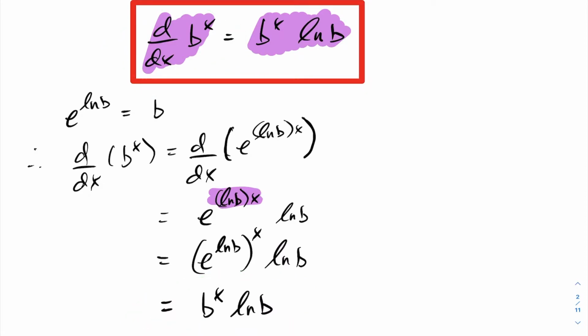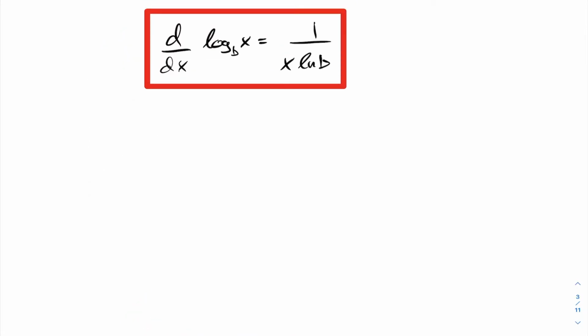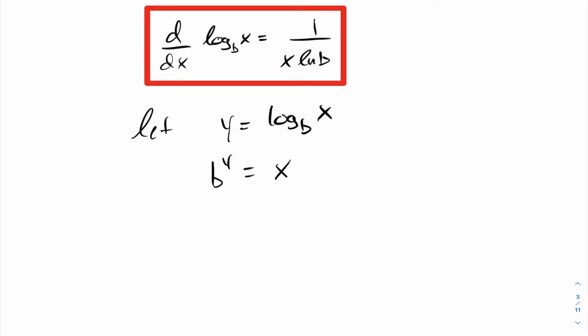Let's try another derivative. For our final derivative here, we want to show that the derivative of log base b of x is equal to 1 over x ln b. To show this, let y equal log base b of x. Therefore, writing this in exponential form, we have b to the y is going to be x. Now, taking the derivative with respect to y here, we have the derivative of b to the y is going to be itself times ln of the base.